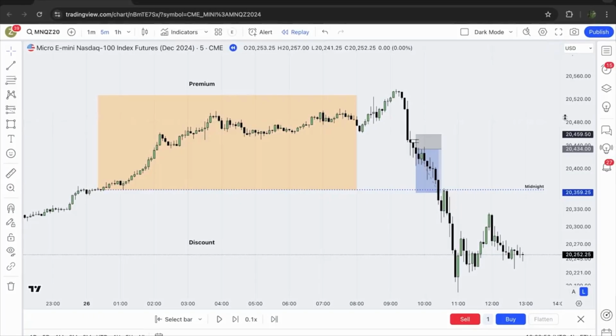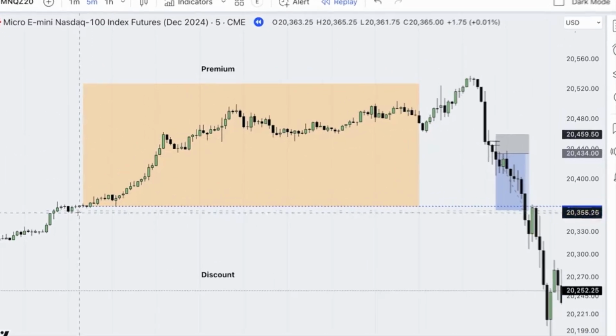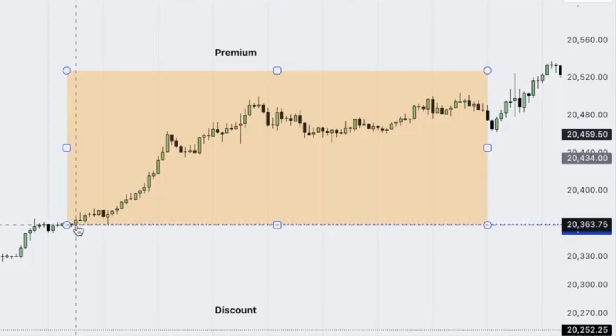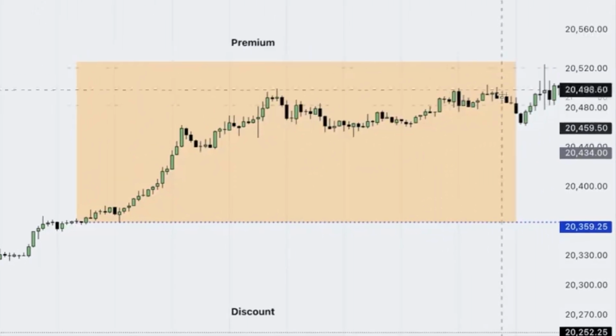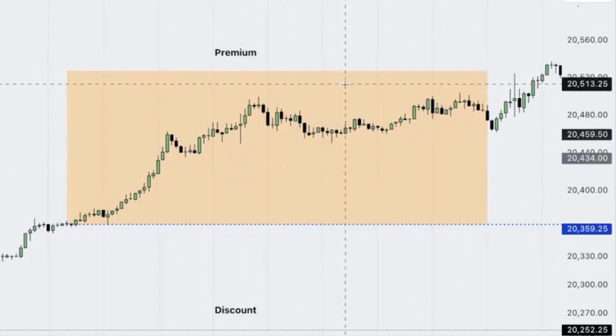All right, so now getting into the price action here. This is last Thursday. So this is the daily profile of last Thursday. If you see here, we have midnight opening price at 20,364. This yellow box is the Asia and London sessions.